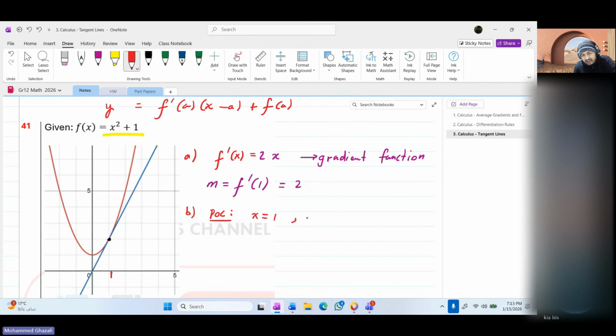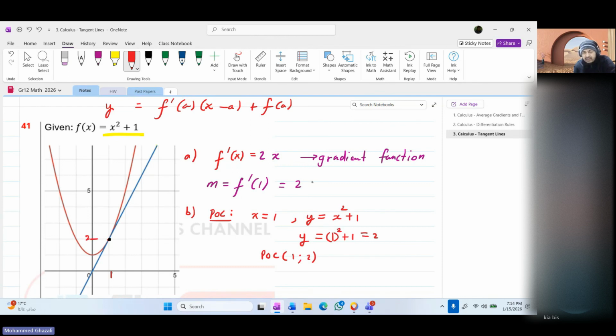And y is equal to x squared plus 1, right? So I'm going to substitute 1 inside here. So you're going to get 1 squared plus 1, which is 2. So we can clearly see the point of contact is (1, 2). Do you know how to find the point of contact? You take the x value and substitute it into the known function. So now we have a point of contact, (1, 2).